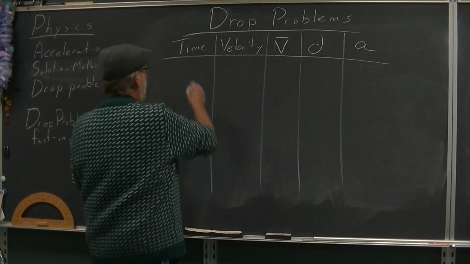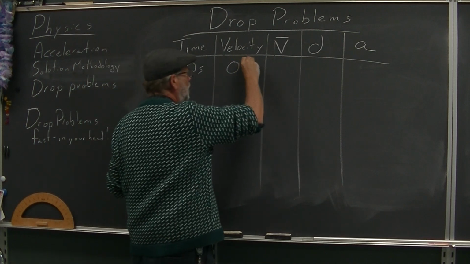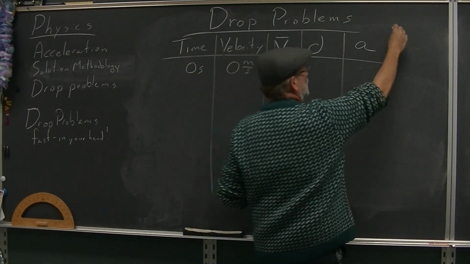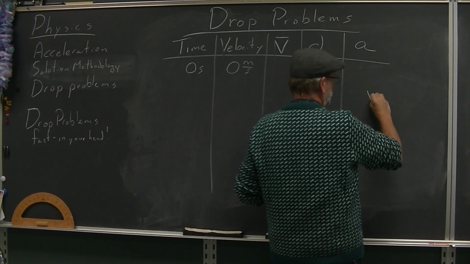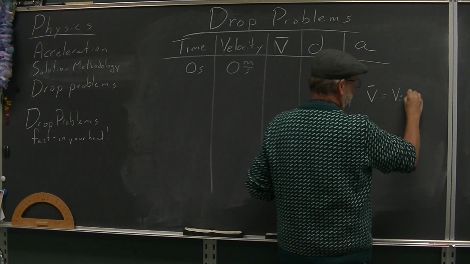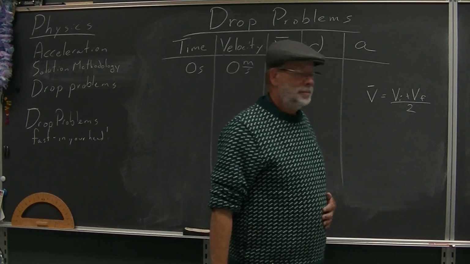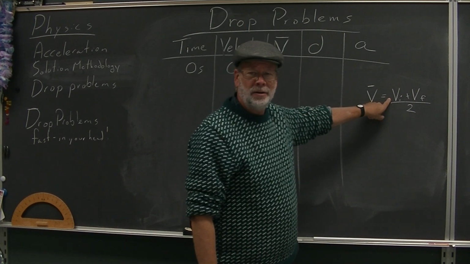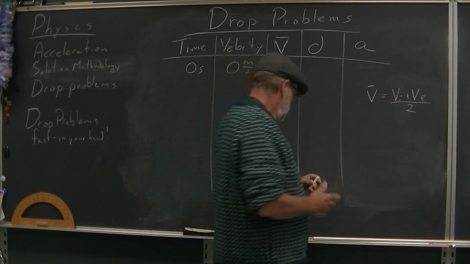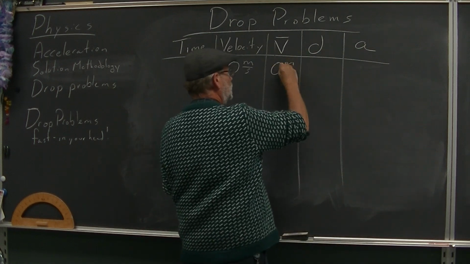Think of the logic. At 0 seconds, okay, granted, my velocity is 0 meters per second. My average velocity, how do you find average velocity, right? Well, my average velocity equals my initial velocity plus my final velocity divided by 2. And because my initial velocity in every case is 0, it's just basically taking my final velocity and dividing it in half. That's not too hard, okay? So, my average velocity in this case is still, of course, 0 meters per second.